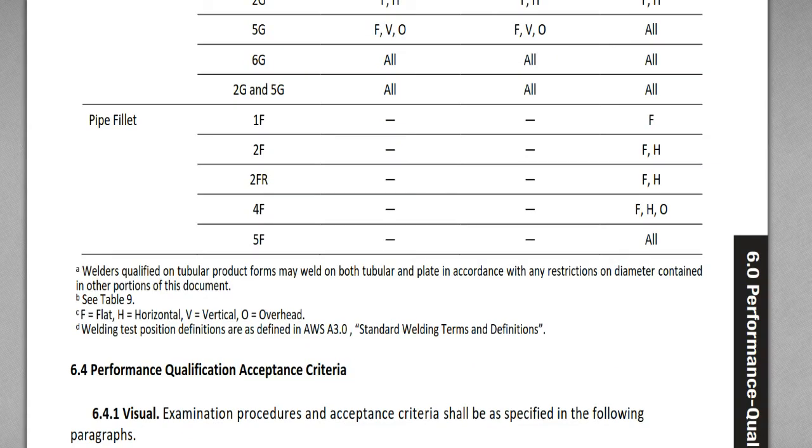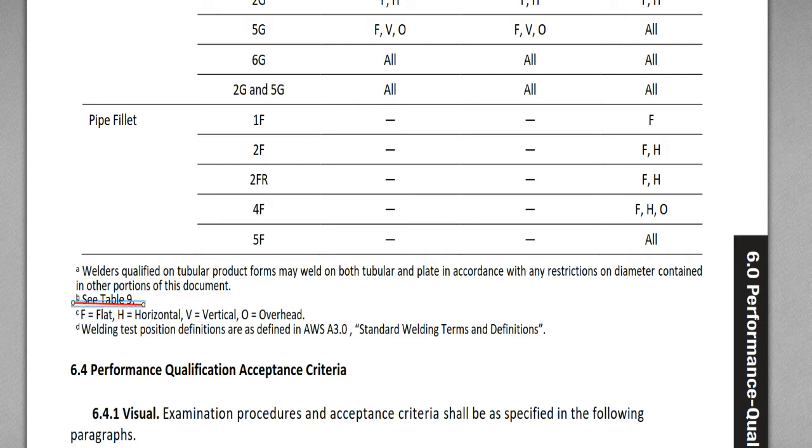Note A is: welders qualified on tubular product forms may weld on both tubular and plate in accordance with any restriction on diameter contained in other positions of this document. So if you're qualified for tubular product, then you're qualified for tubular and plate. And note B is see table 9.